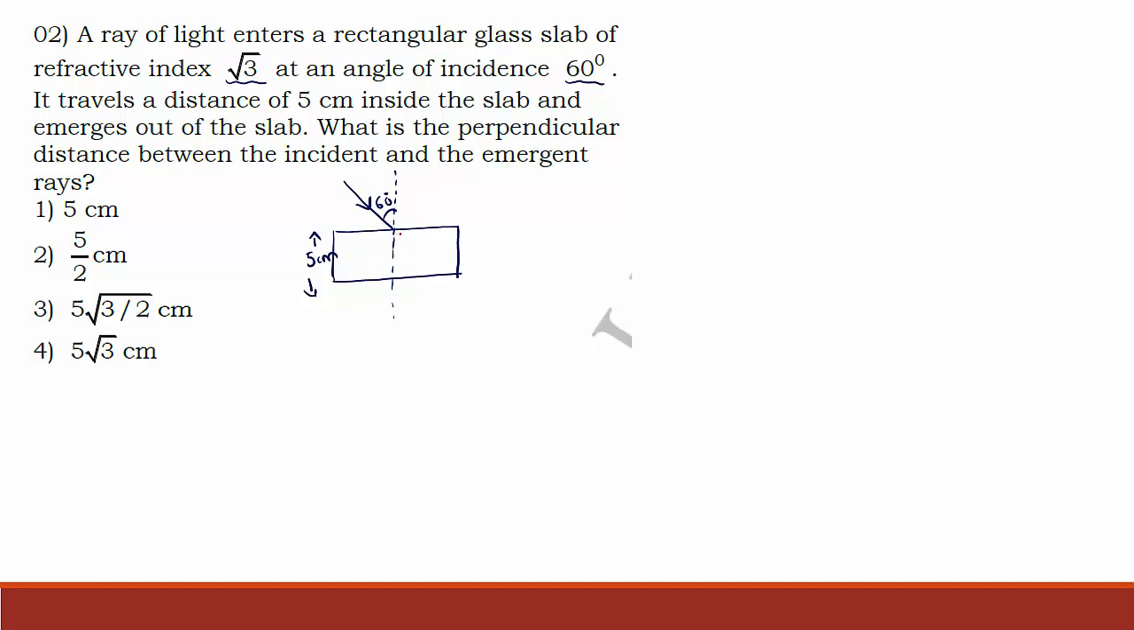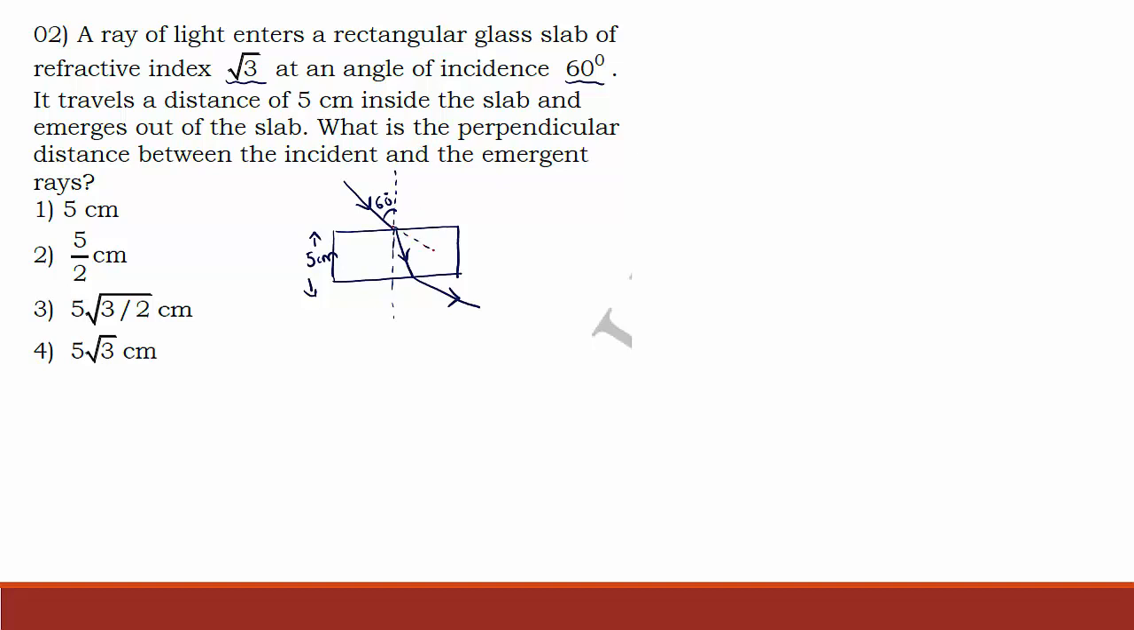Here when it enters the glass slab, refraction of light takes place. After refraction, again it is going to fall on the bottom surface. So finally this ray of light emerges out from the glass slab according to this problem. So now we have to find the perpendicular distance between the incident ray and the emergent ray.